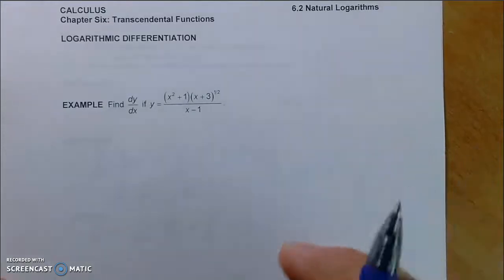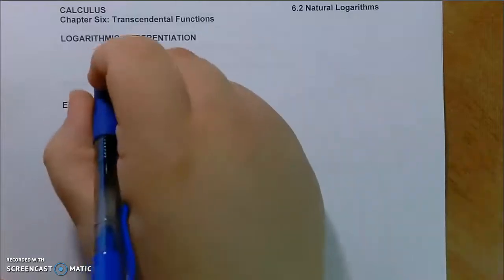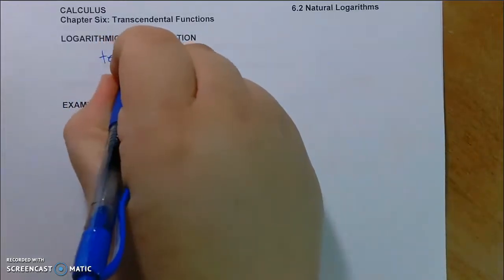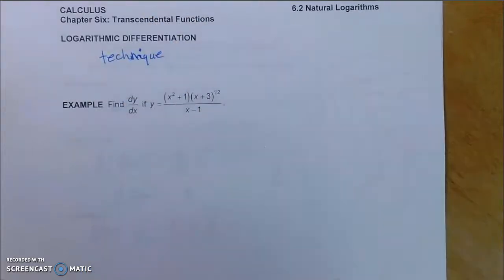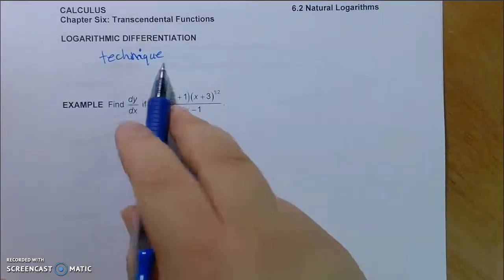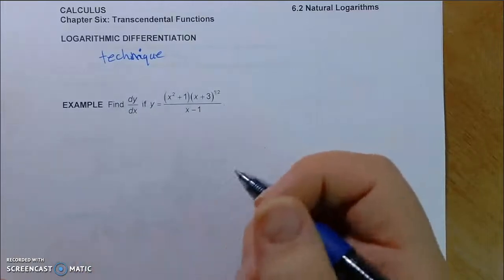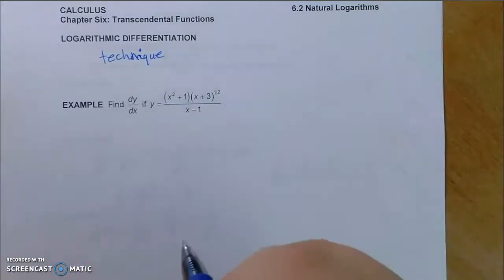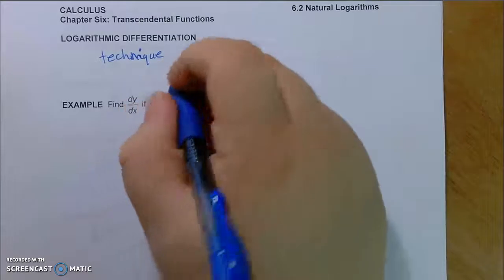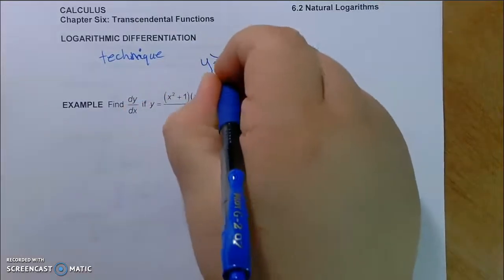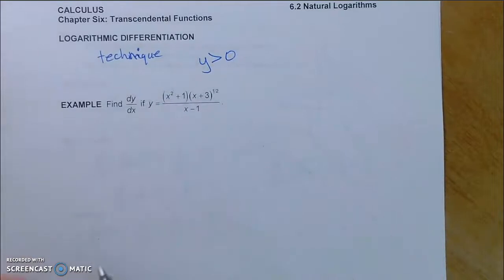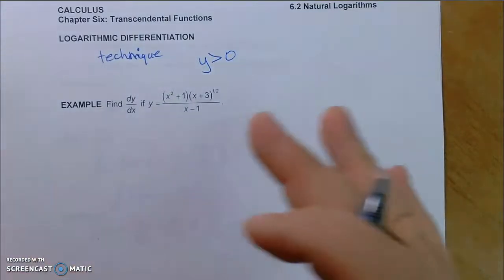So there's a couple of things here. This is a technique, which I misspelled. It is a technique that's used. It is not how you do the derivatives of logs. And the only restriction on it is that y has to be greater than or equal to 0, because remember, you can only take the log of a positive number.